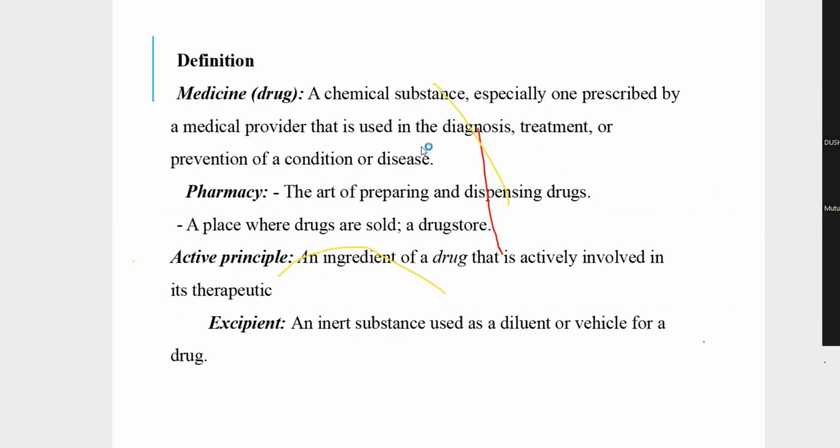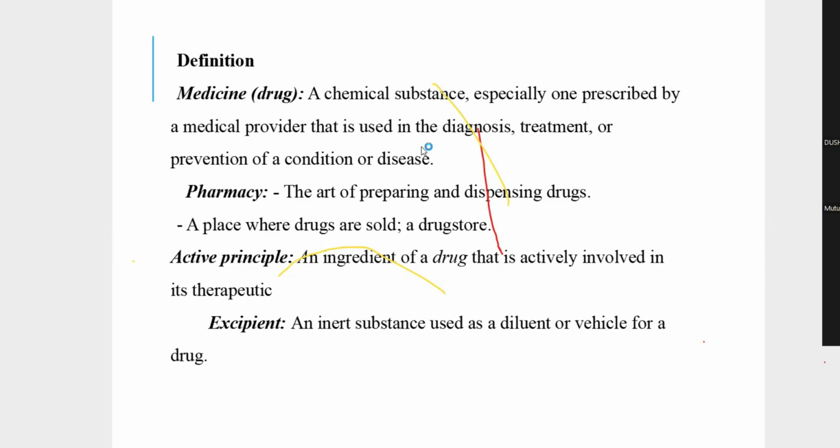So a pharmacy is the act of preparing and dispensing drugs, or it can be a place where drugs are sold or stored. Active principle, I think you know, is an ingredient that is actively involved in the therapeutic effect. An excipient is an inert substance that is used as a diluent or vehicle of a medication or a drug.